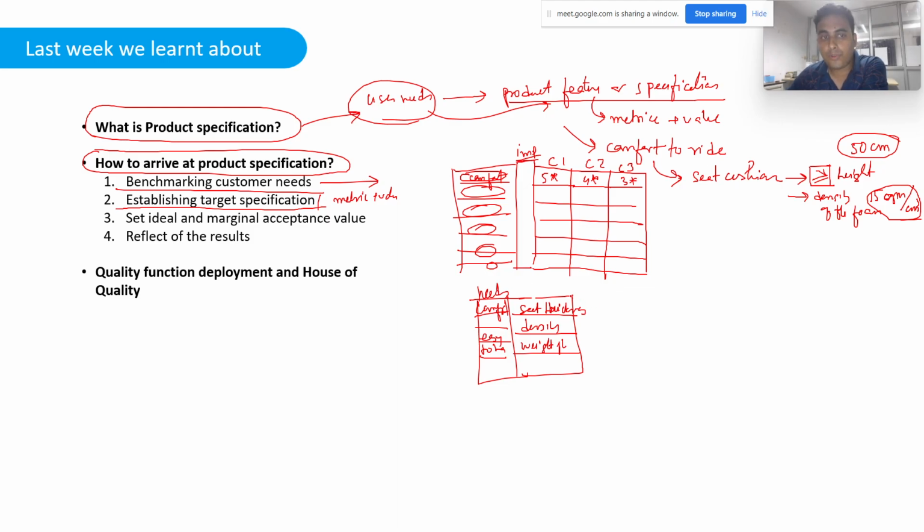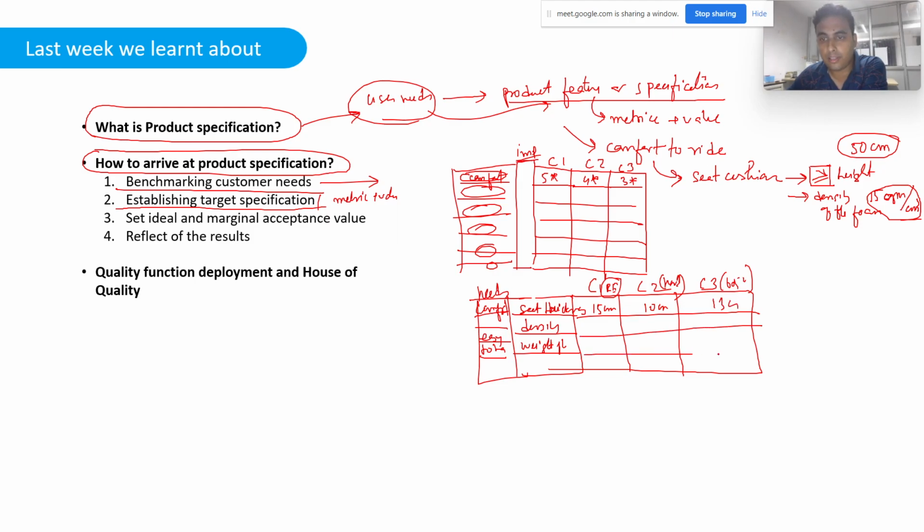So in the second phase, we gather the values from the competitive products or companies. For example, what is a particular seat height for a company like Royal Enfield? For example, seat thickness for Royal Enfield is 15 centimeter. Similarly, for a company like Honda it is 10 centimeter. Similarly, for Bajaj, it can be something like 13 centimeters. So likewise, for every particular spec, we gather the values.